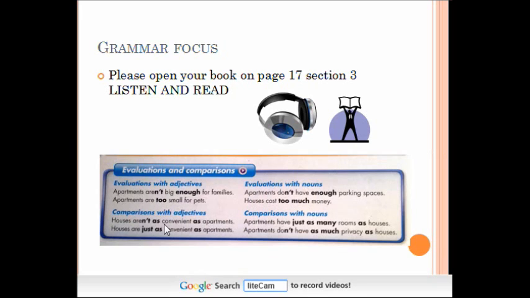Comparisons with adjectives. Houses aren't as convenient as apartments. Houses are just as convenient as apartments. Comparisons with nouns. Apartments have just as many rooms as houses. Apartments don't have as much privacy as houses.